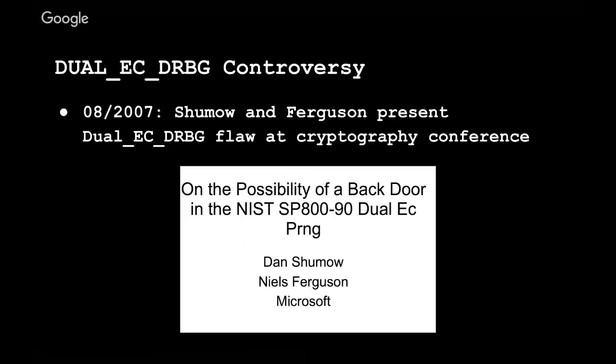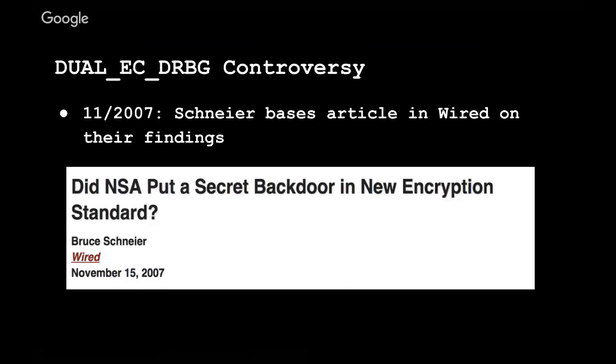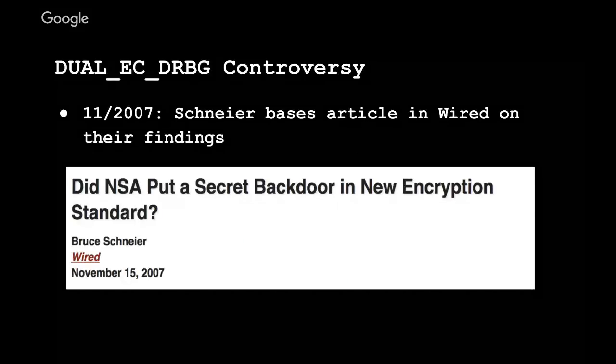They put out this paper called "On the Possibility of a Backdoor in the NIST Dual EC PRNG." When this paper was first released, it caused some waves in cryptography circles, but it didn't really get a lot of traction. But 3 months later, Bruce Schneier published an article in Wired about these findings. It was entitled "Did the NSA Put a Secret Backdoor in New Encryption Standard?" So you can see that things are sort of escalating at this point.